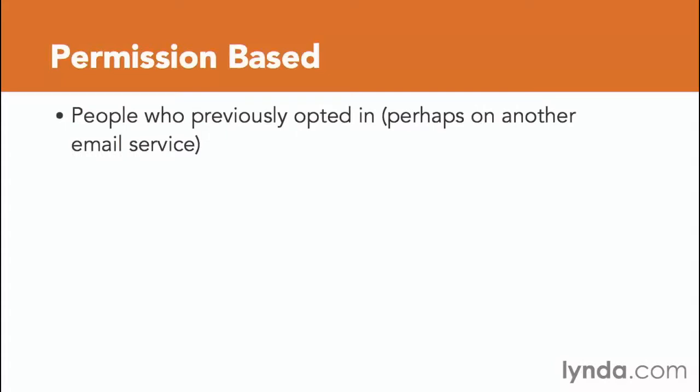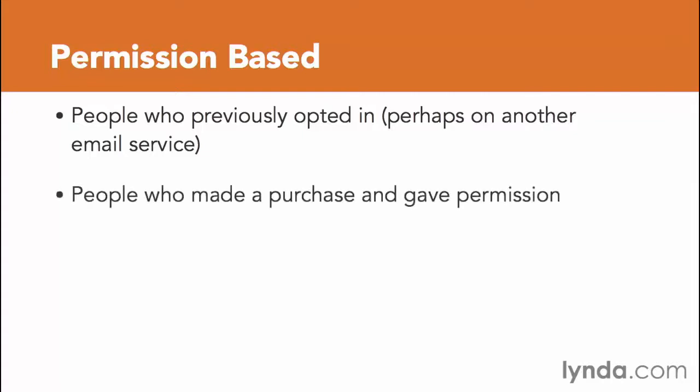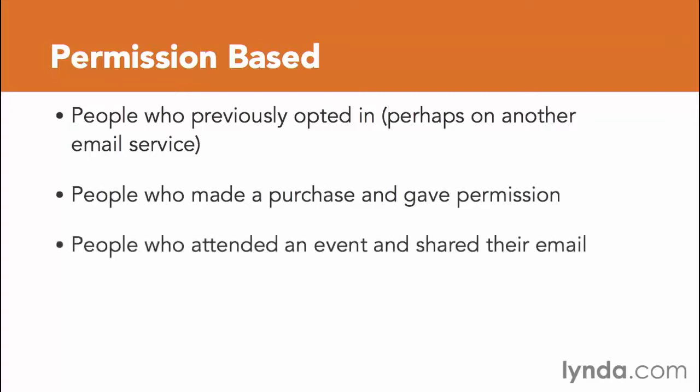Mailchimp is a permissions-based email service, which means that there are no purchased, rented, or scraped lists allowed, no matter what. You can import lists that conform to Mailchimp guidelines, and these include people who have opted in on your site in the past, people who've purchased your product and gave you their email address, and people who attended an event and shared their email address with you. It's very important to be sure that the list you have will conform to Mailchimp guidelines, and we'll talk more about that in a minute.